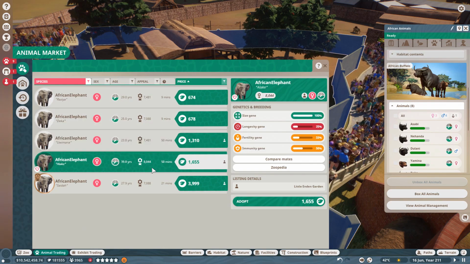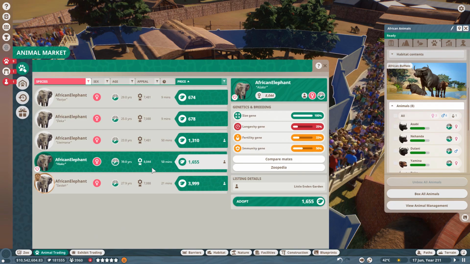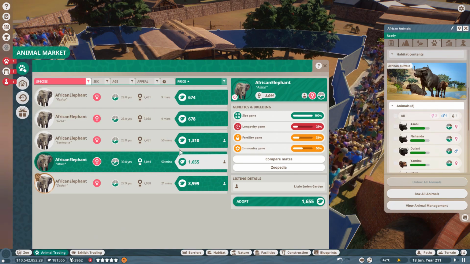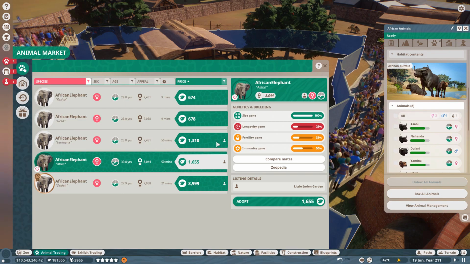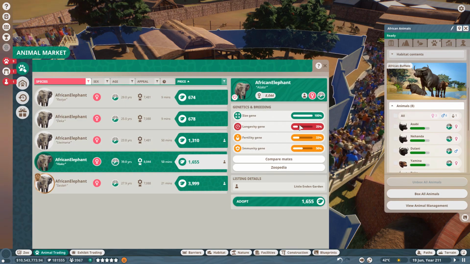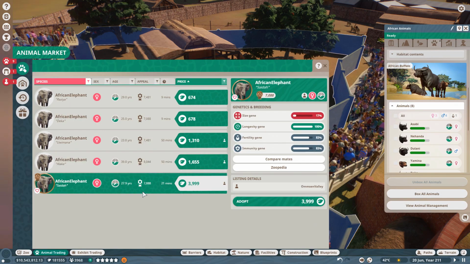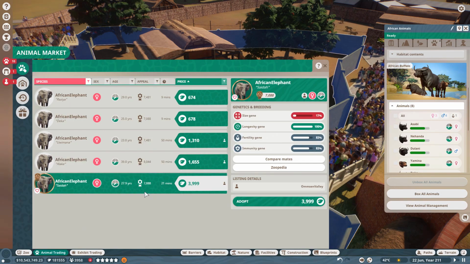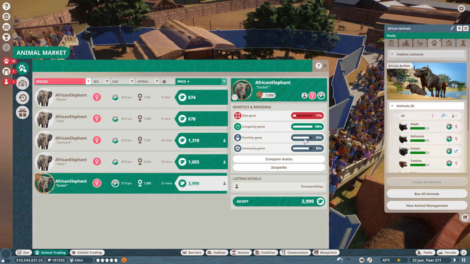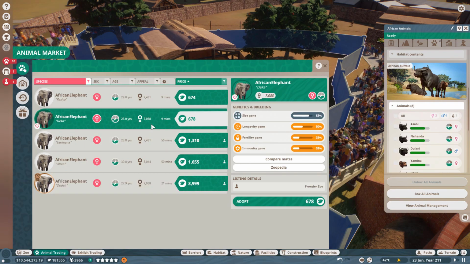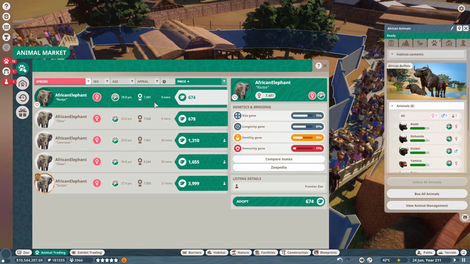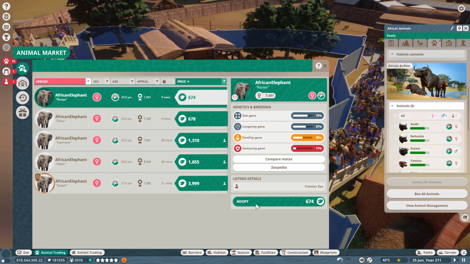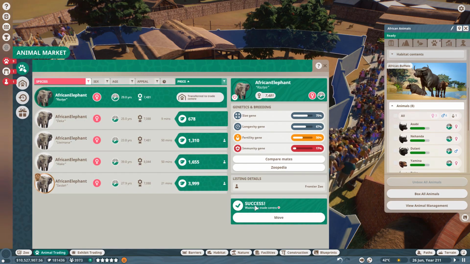The other options, as I mentioned before, 39 years old, fertility only 33%, so not as good. So even though you've got an expensive animal there, it's older, fertility is kind of pants. The one at the bottom, actually not too bad, but it's a very high price to pay. So I think what we'll do is we will take this one here, and we'll click adopt, and then we will move it into our zoo.